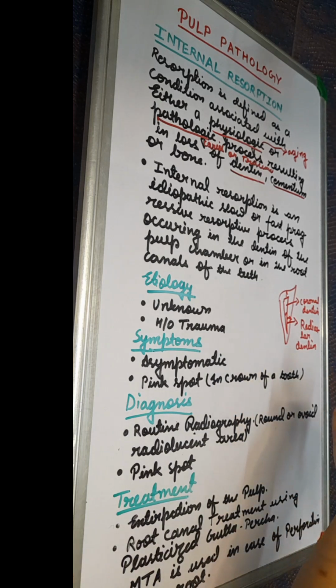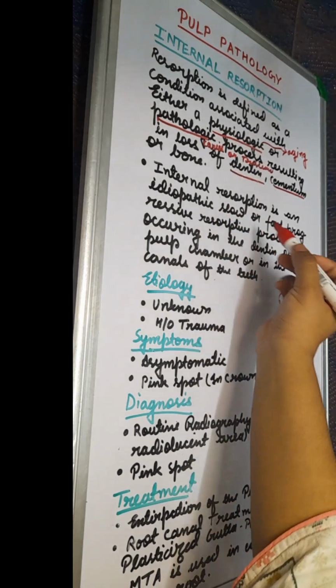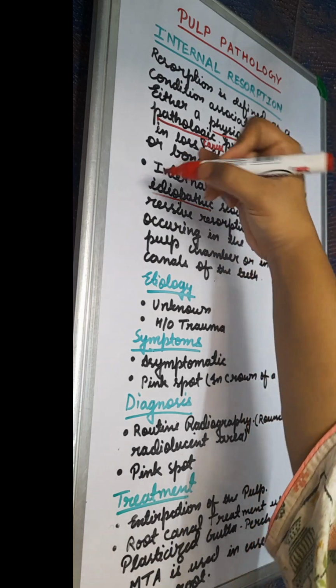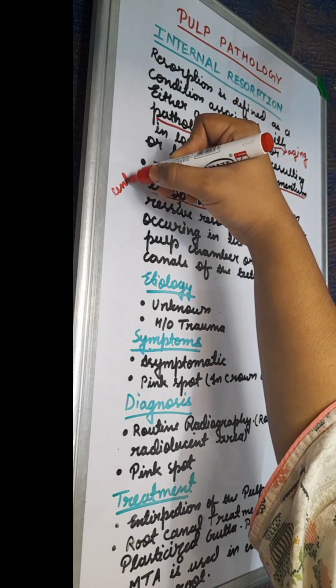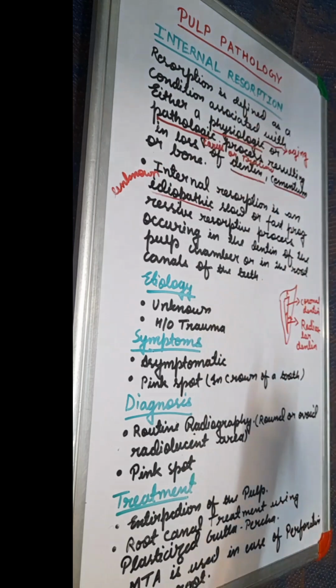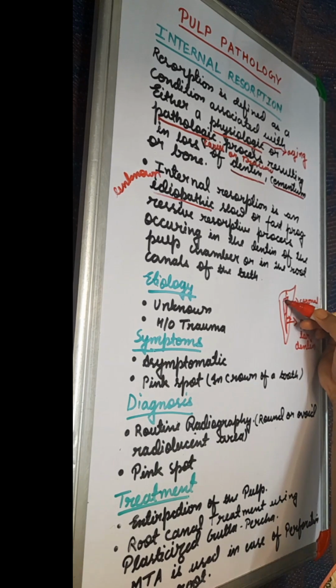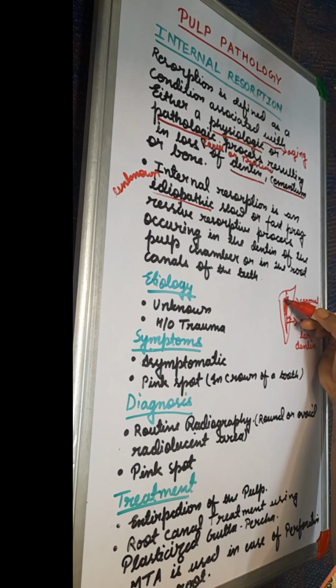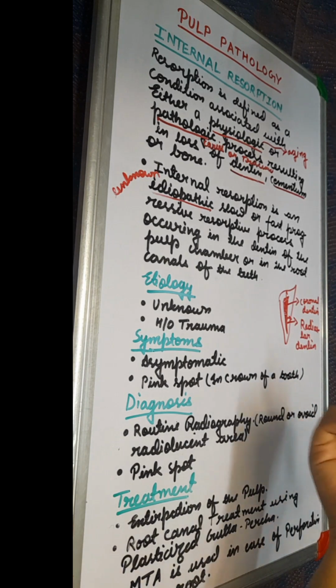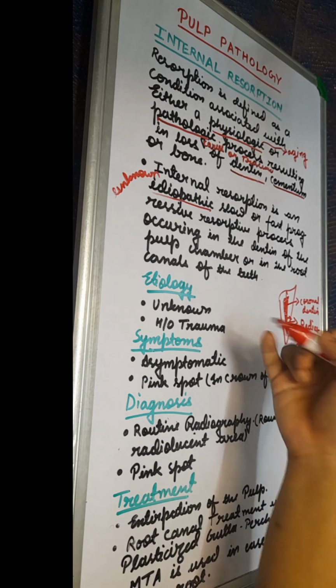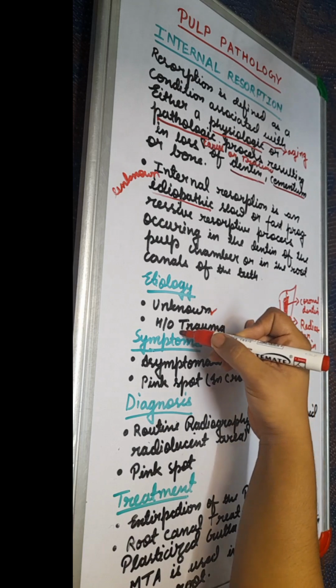Now, internal resorption is an idiopathic, slow or fast progressive resorptive process occurring in the dentine of the pulp chamber or in the root canals of the tooth. It is idiopathic, like of unknown origin. We don't know the origin of the internal resorption of a tooth. It is occurring in the dentine of the coronal portion of the tooth or the radicular portion of the tooth, that is the root canal of the tooth. Etiology of the internal resorption is unknown, or it may occur due to trauma.